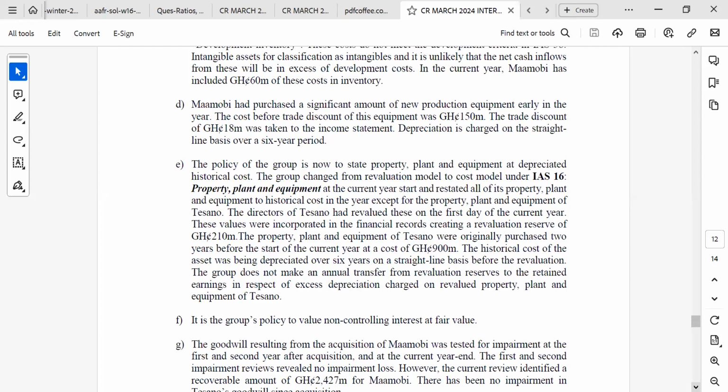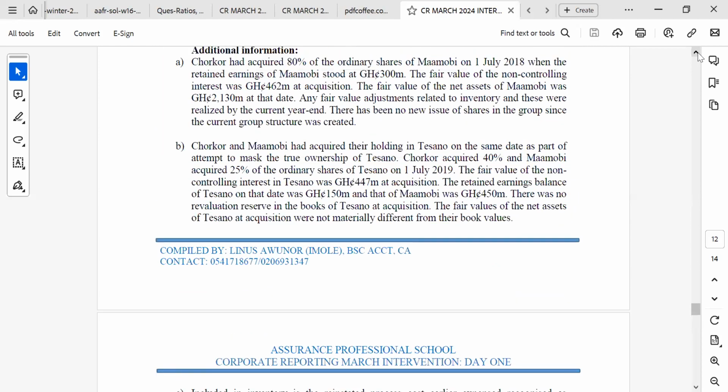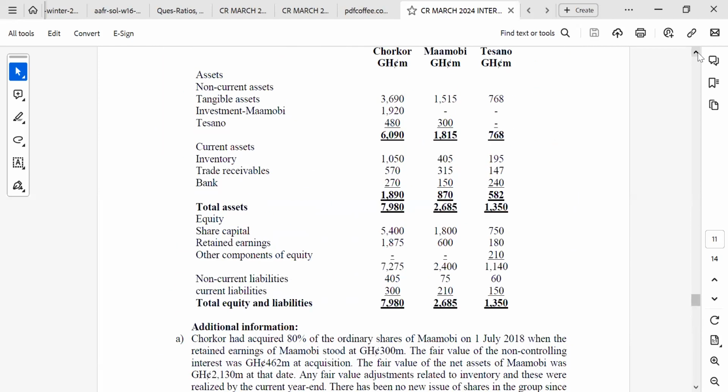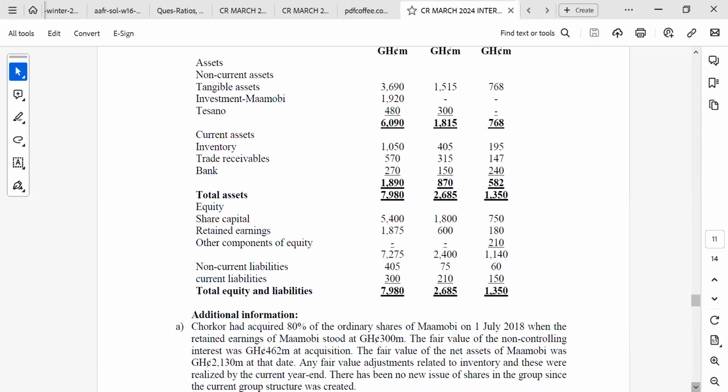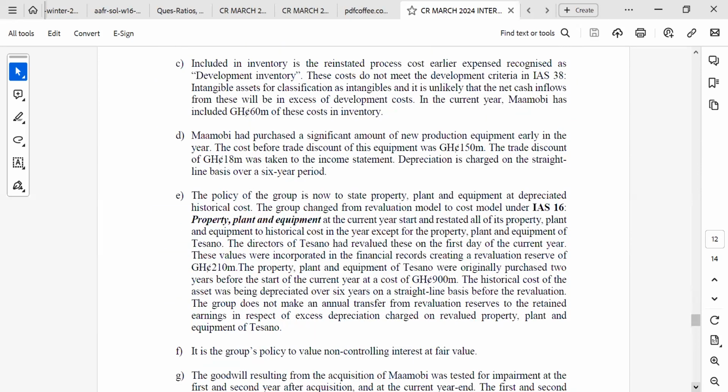And restate all of its property, plant, and equipment to historical cost in the year, except for the property, plant, and equipment of Tesano. The directors of Tesano had revalued this on the first day of the current year. These values were incorporated in the financial records, creating a revaluation reserve of 210. So that is the other component of equity, isn't it? Yes. That is nice.